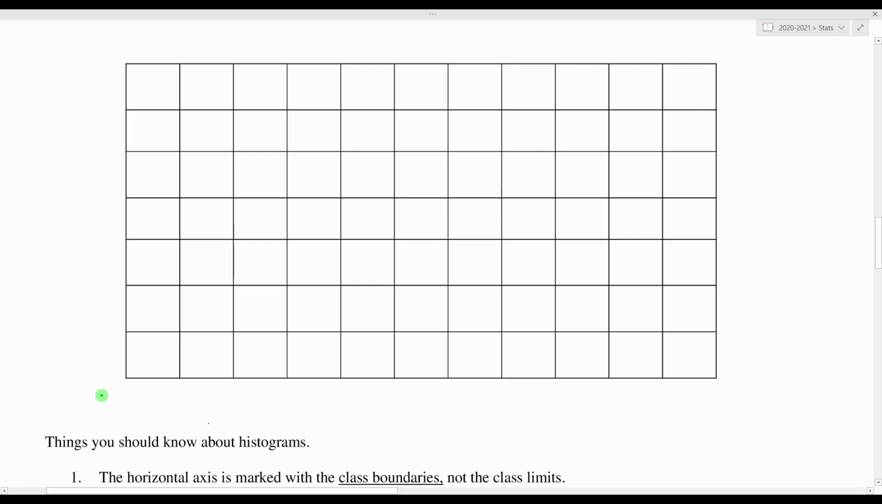So our first class boundary, like I said before, was 74.5. And then the next class boundary would be 94.5. That is the number in between those two limits. And then from there, you can just add the class width to these tick marks. So I'm going to go to 114.5, to 134.5, and so forth. So I have these all marked with my class boundaries, and then the vertical axis over here is going to be marked with the frequencies.